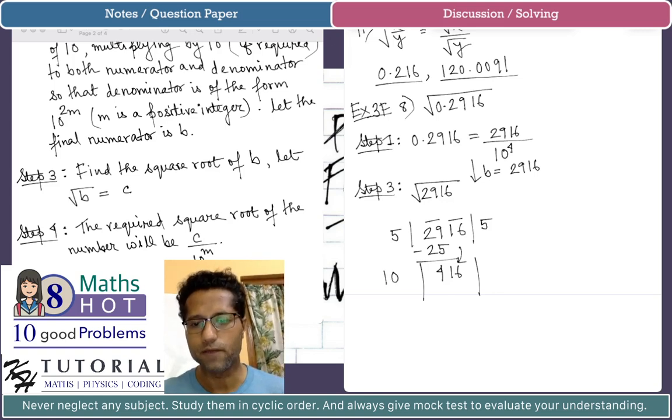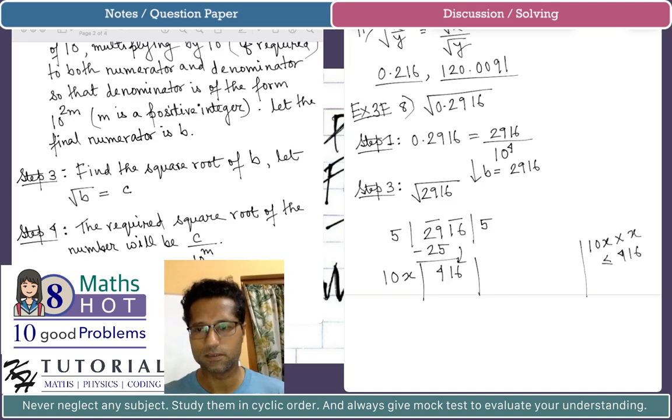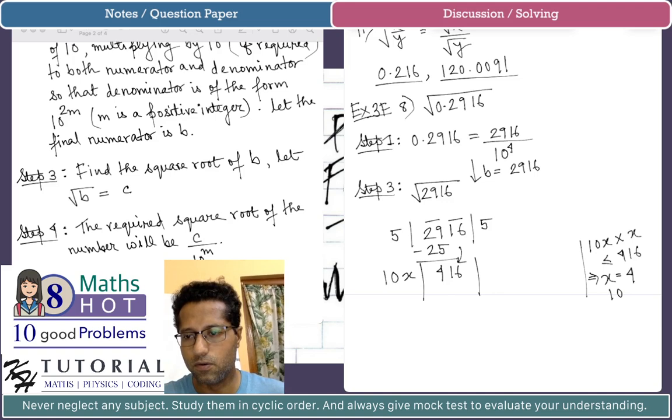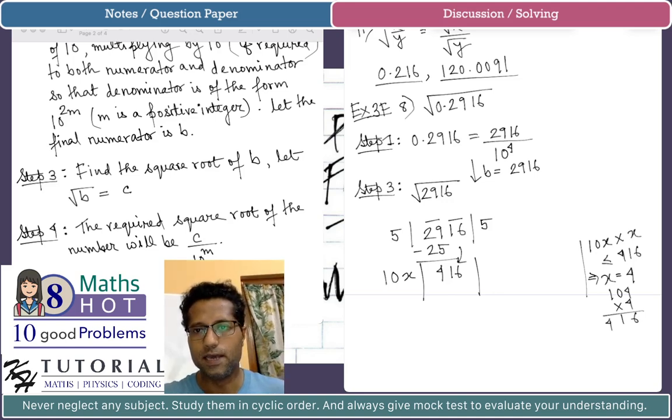Now we have to find the digit x such that 10x multiplied by that digit x should be less than or equal to 416. What can x be? Can it be 3, can it be 4? Yes, it is 4 indeed. 104 multiplied by 4 is 416. So the x will be 4.